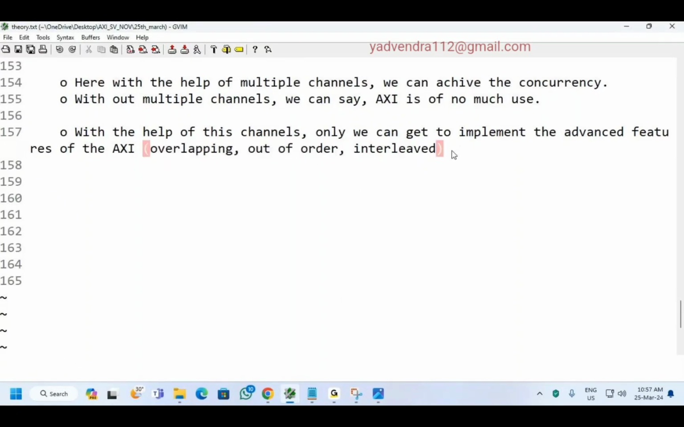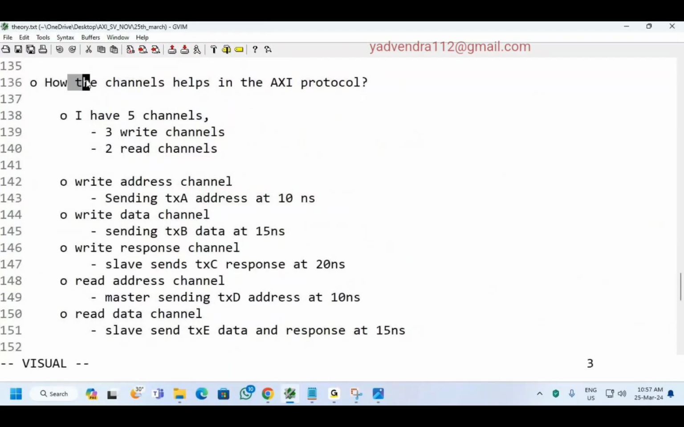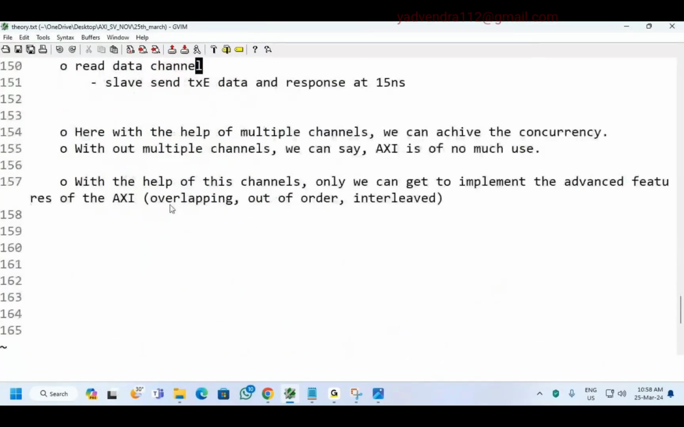With the help of these channels only, I can implement these advanced features. Without this, I can't implement this. With these channels and another signal called the ID signal, I can implement this. If these two things are not there, I can't get that kind of concurrent behavior. So that is the importance of the channels. The first thing is we can achieve the concurrency, and this is the really important point. With that concurrency, we can implement the advanced concepts called overlapping, out of order, and interleaved.